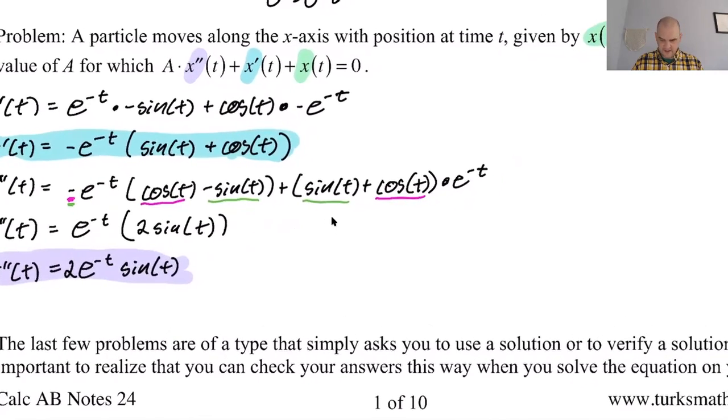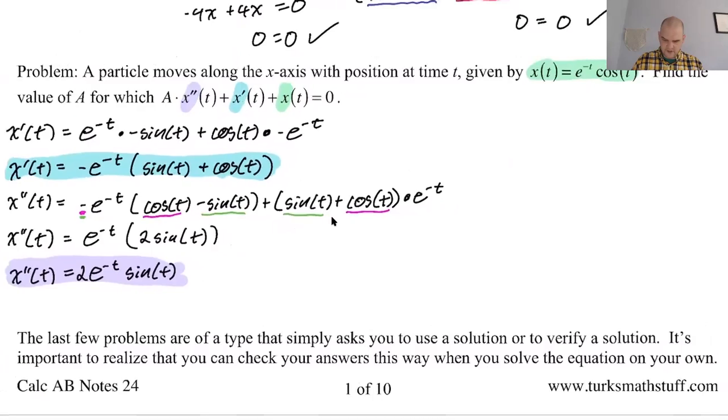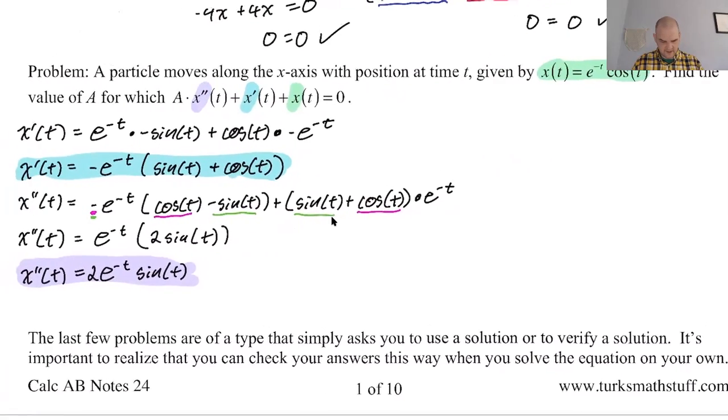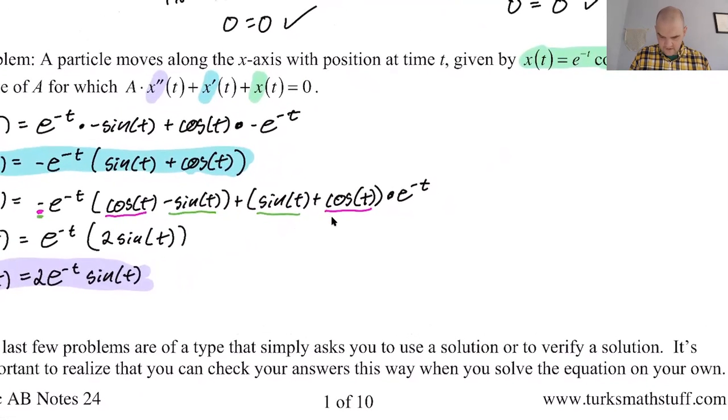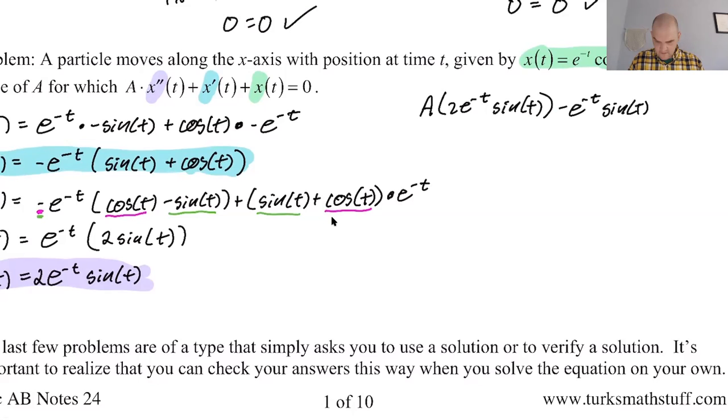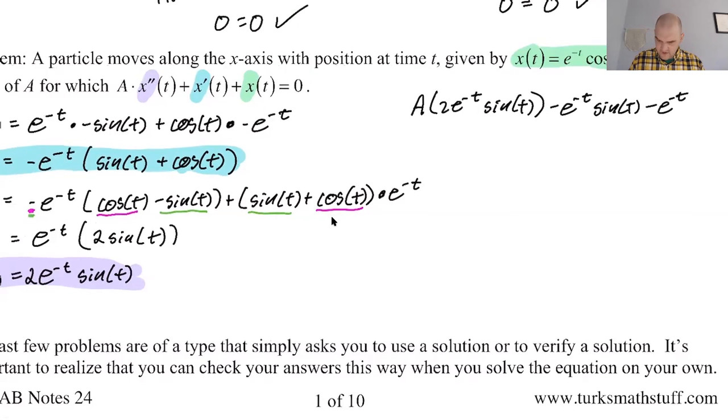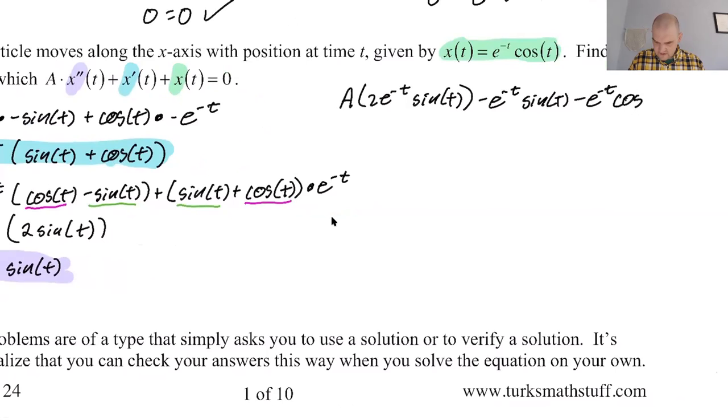So I'm going to end up with... where should I do this? How much space do I have? I have kind of a lot of space, but everything simplifies really nicely. So I'm going to say that I have a, and then x double prime. So that's 2e to the negative t sine of t, and then plus x prime, which I'm going to distribute. So it's minus e to the negative t sine of t, and then minus e to the negative t cosine of t.